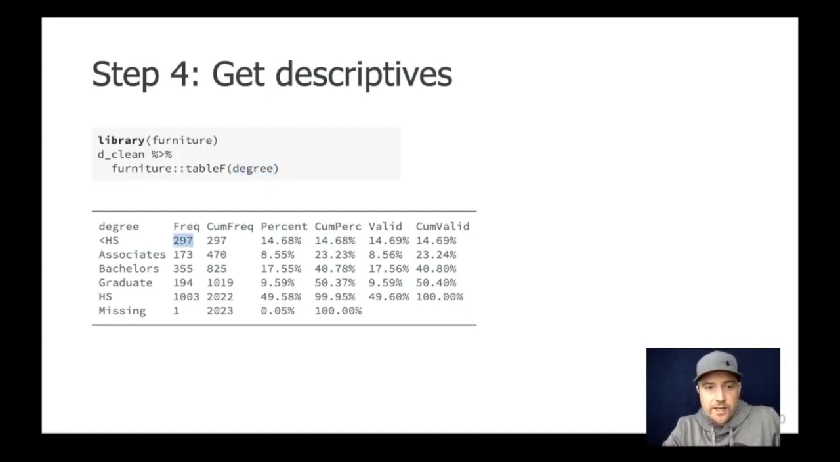The frequencies are here. In this data, we have nearly 300 individuals with less than high school, a little over 1,000 with just a high school degree, 173 with an associate's degree, 355 with a bachelor's, and 194 with a graduate degree, with one missing. So of all the 2023 cases, one of those is missing.